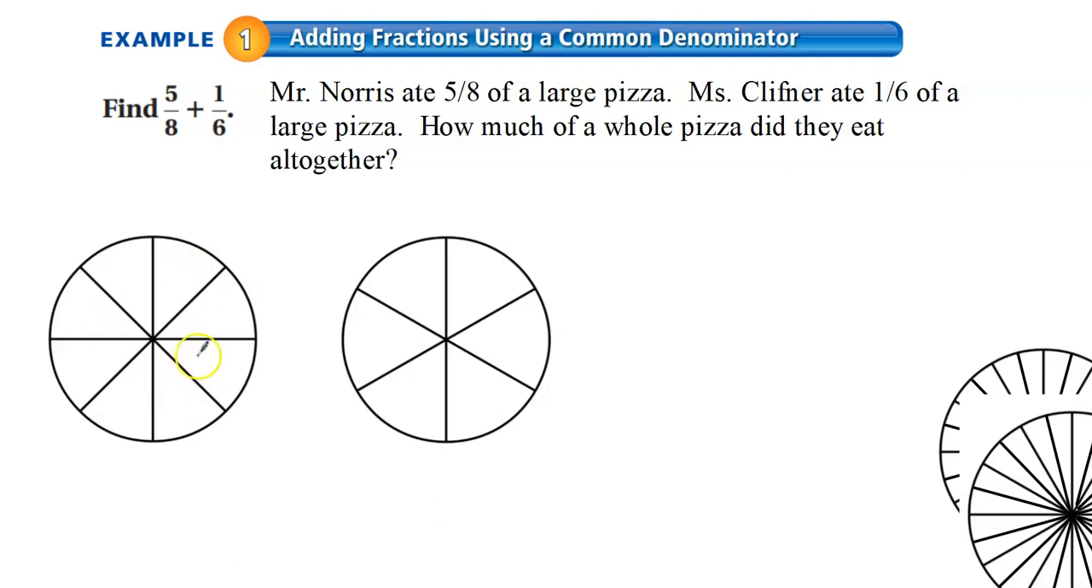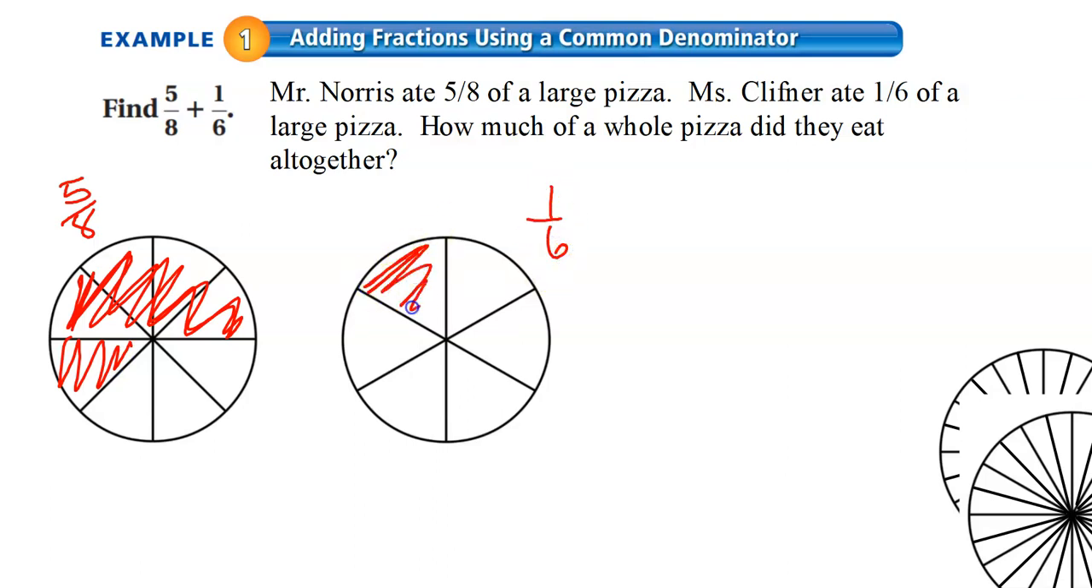So I can look at this circle, right? I want to show you what 5/8 looks like, right? The top half is 4/8 plus 1 more is 5/8. And then this pizza is cut into 6. So if I highlight one of these, it's 1/6. But they're not the same size, right? This is 5 pieces. This is 1 piece. But these are bigger pieces.